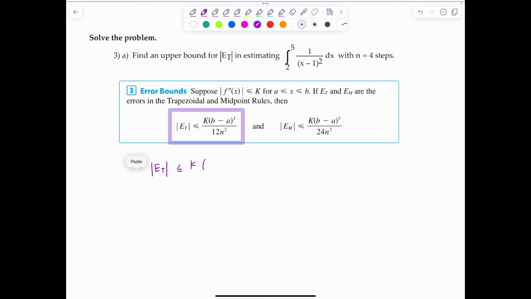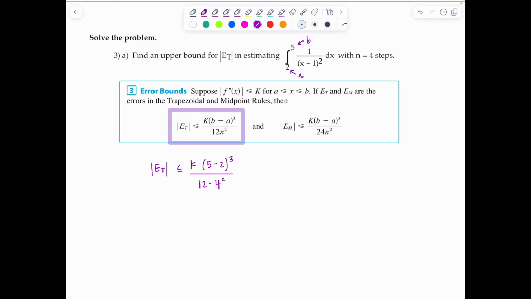Now, what are a and b in this problem? Well, you look at the limits of integration. So b is 5, a is 2. So 5 minus 2 cubed over 12 times, and then n is 4. That's given to me, 4 squared. So really what I need to do now is figure out what k is.